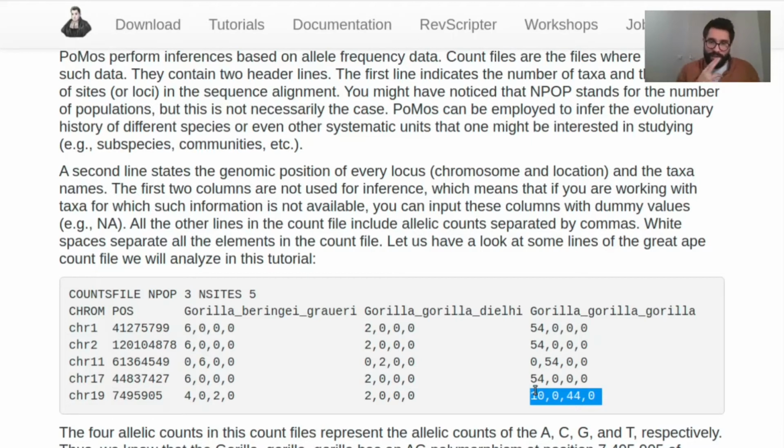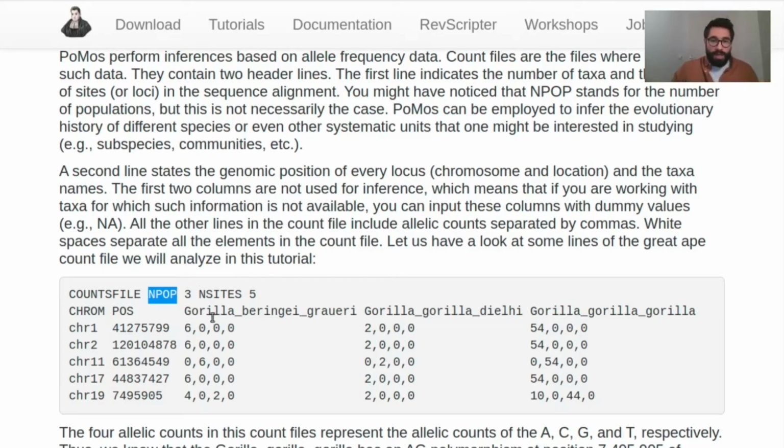There are 2 aspects that I wanted to comment about the count files. The first one is that we put npop, although this represents the number of taxa, and this npop terminology comes from historical reasons, because the first applications we did for POMOs were mainly using populations, but of course we can use any systematic unit that we might be interested in, like species, populations of course, subspecies, community, or even combinations of different systematic units. It really depends on the question that the researcher has and what history he wants to solve.